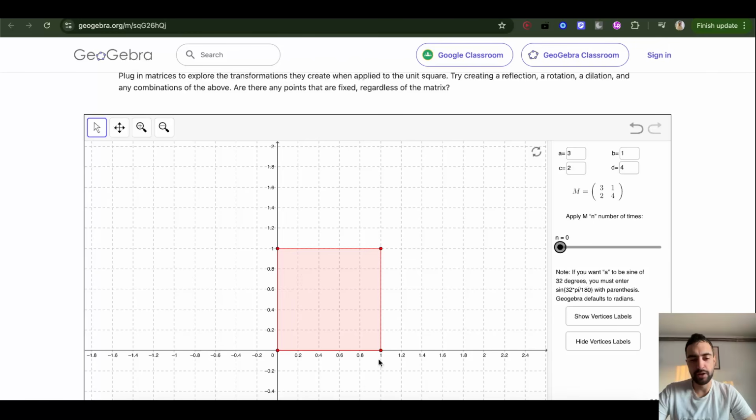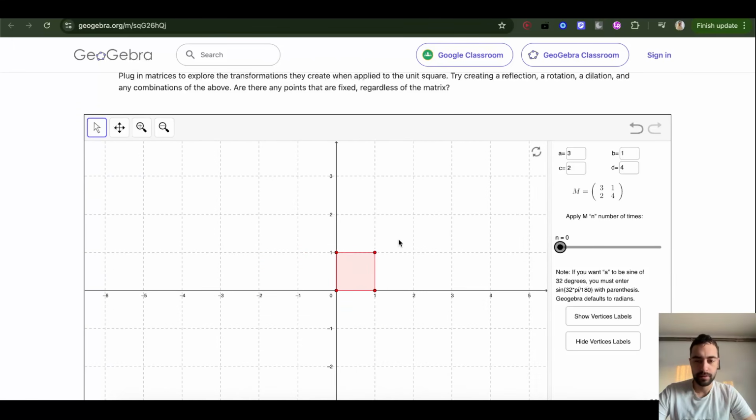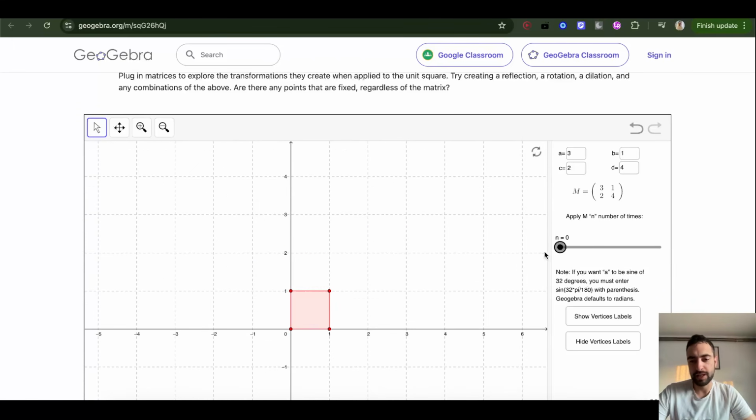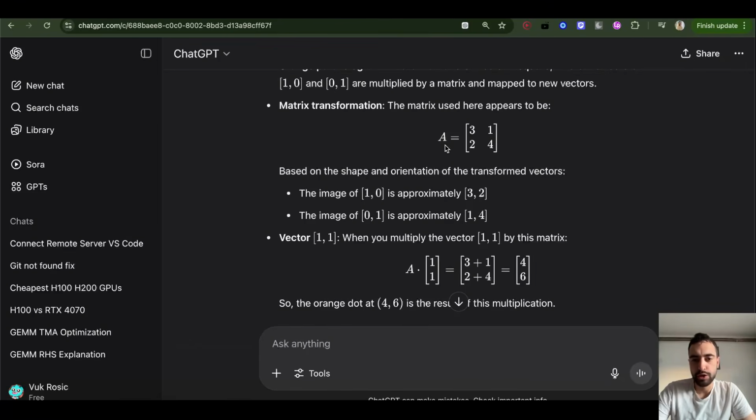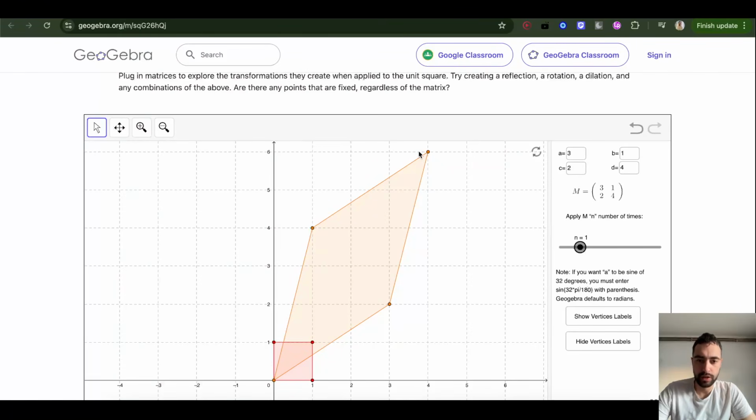Let's say you have this vector 1, 1 and you multiply it with this matrix 3, 1, 2, 4. What does the determinant mean there? So you can pause the video, but I will show you now. So we're gonna get this. This is the result. So we see that these 3 dots moved here. Okay, so first, let's understand this dot in this corner. So if you just do normal multiplication by this A matrix, you will get 4, 6. So this is the 4, 6 dot.